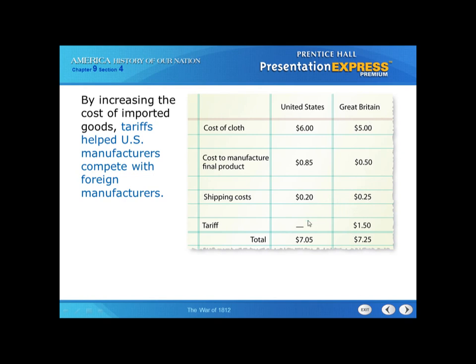However, if you add a tariff that's a tax on British goods, you'll see that the overall price of cloth is cheaper in the United States thanks to this tariff, and it makes the British cloth more expensive. That's the point of how a tariff would work. But the higher prices hurt consumers. Consumers are people that buy.